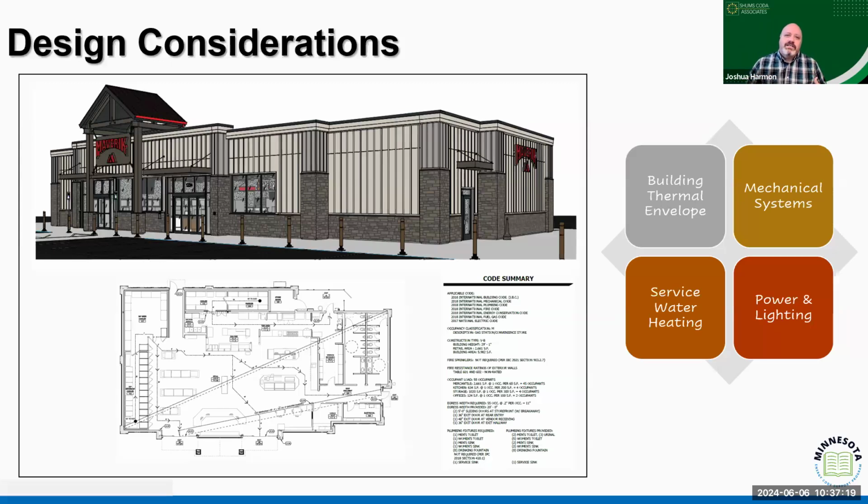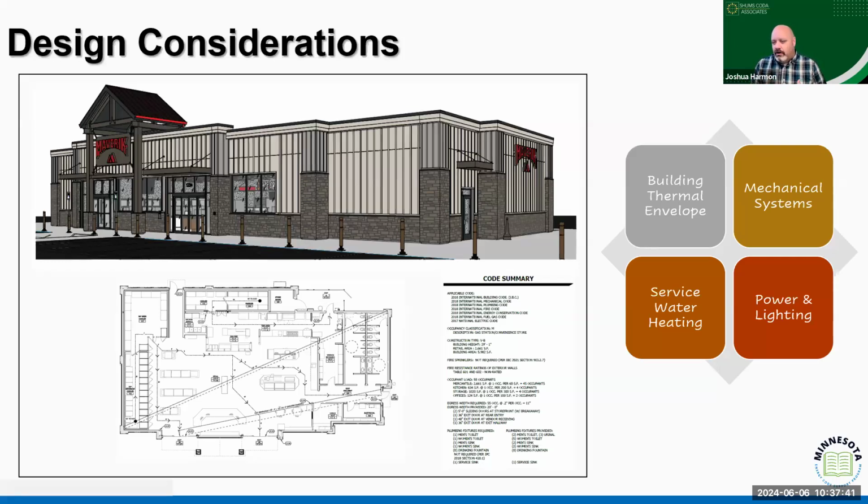When we think about design considerations, we really think about it in the context of the 4 basics, right? And that's what we're going to try and hit at a very high level today. Like I said, we can dive down deeper later in different classes. If we're going to build a commercial project, a convenience store in our community, we're going to look at the building thermal envelope, the mechanical systems, the service water heating systems, and the power and lighting controls and considerations.